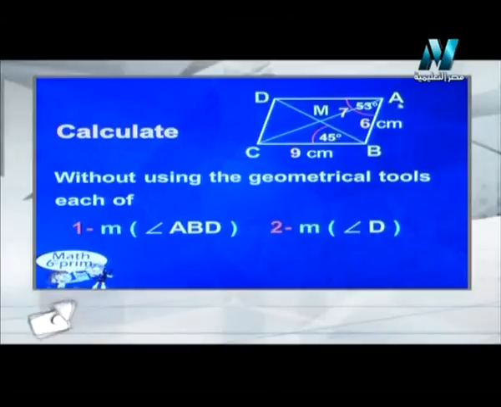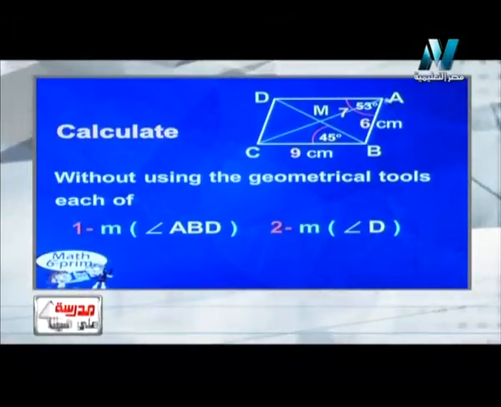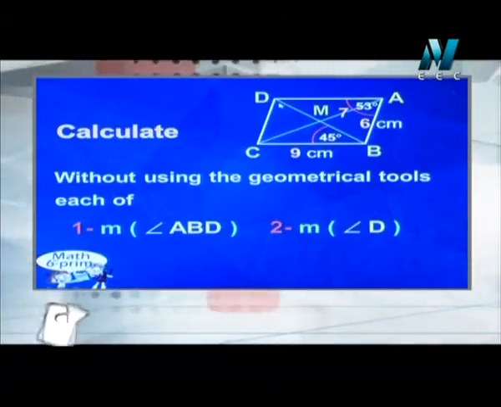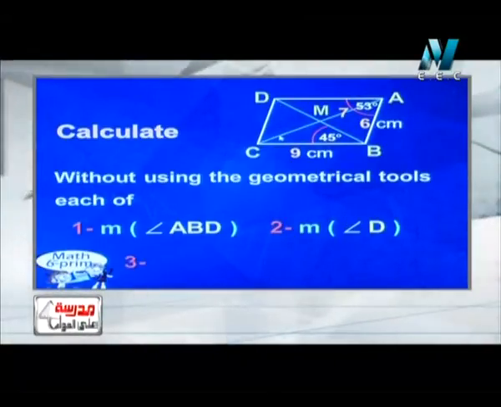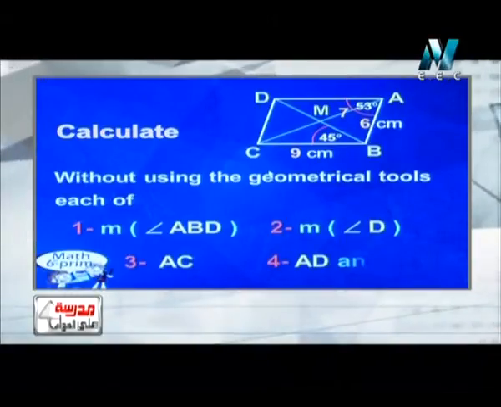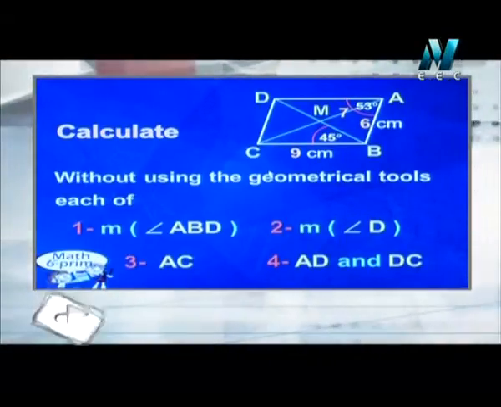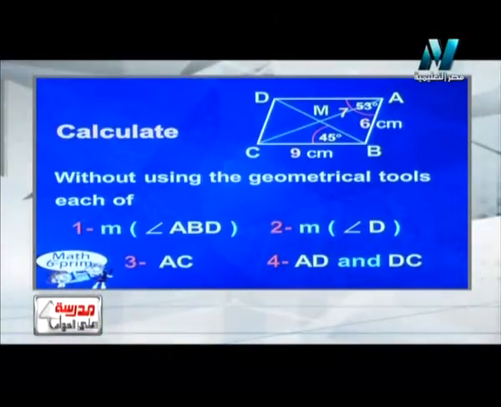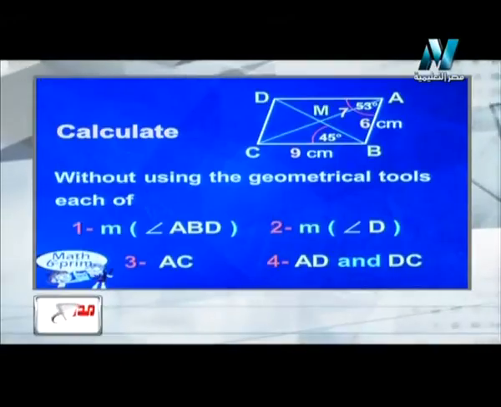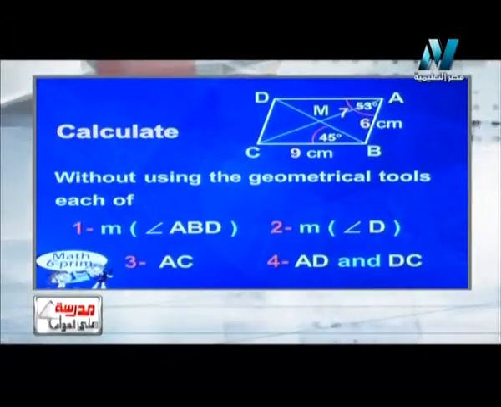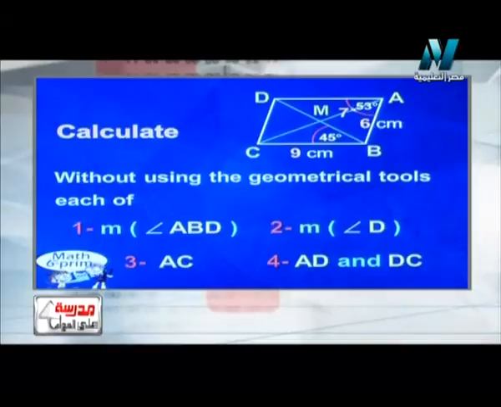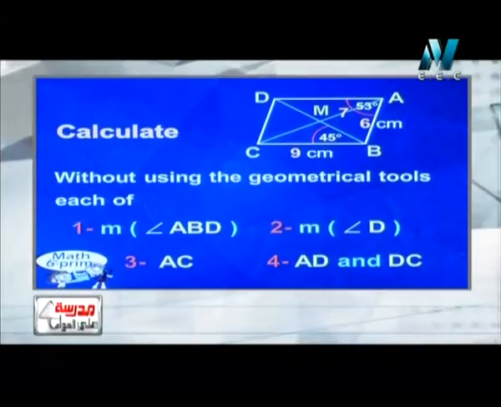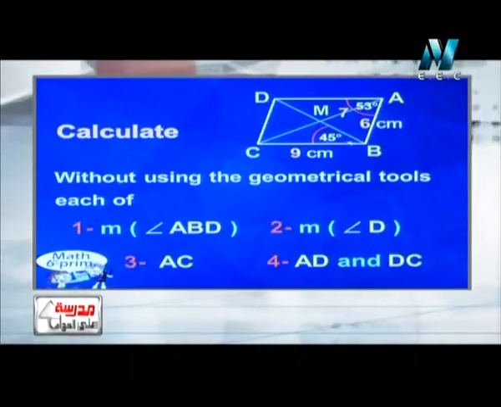It's very important to study your example carefully. The measure of the angle ABD, and the measure of the angle D. Finally, the length of AC, AD, and DC. He gives me the measure of the angle A, which equals 53 degrees, and the measure of the angle DBC.